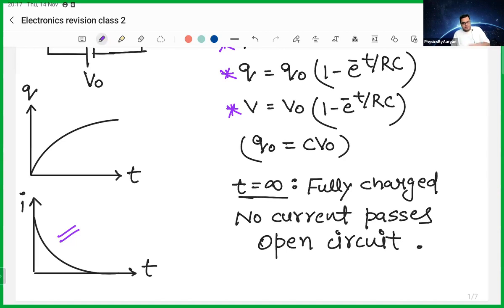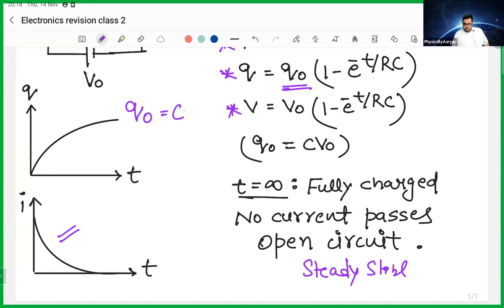So when the capacitor is charging, current is passing through it, but the current is decreasing with time. Charge is increasing. And in the final stage, in the equilibrium or steady state, or after a long time, the capacitor will get fully charged. So its charge will be Q naught, fully charged Q naught.